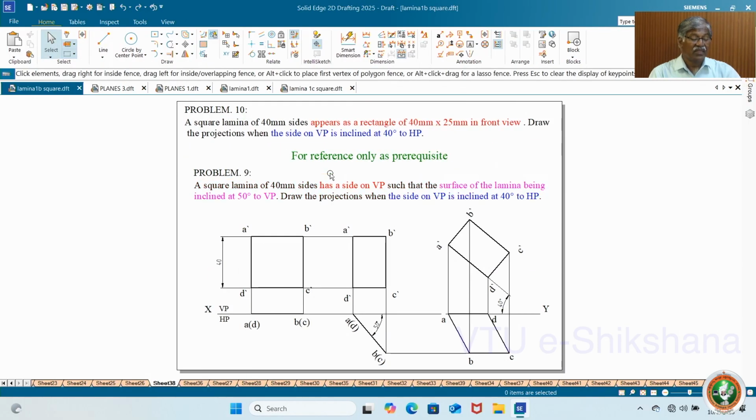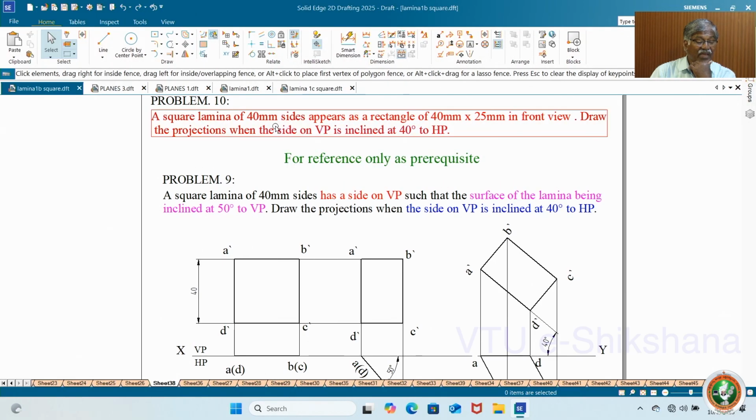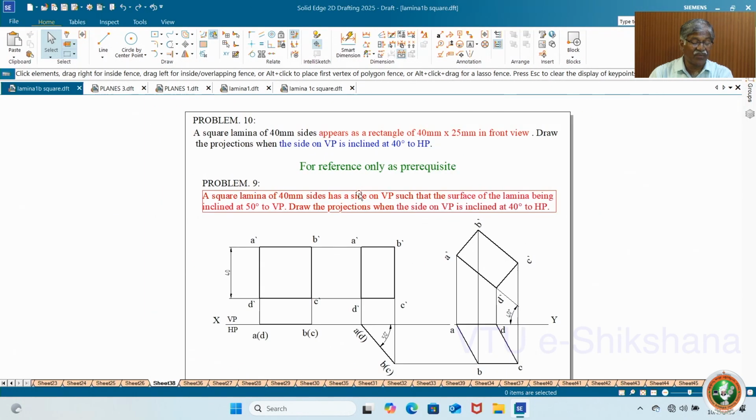Now, here I was telling about the rectangle appearing as a square. Here the problem now is: a square lamina of 40 mm side appears as a rectangle of 40 by 25 in front view. Draw the projections. The side on VP is inclined at 40 degrees to HP. So what exactly do you do? I have taken this for reference only.